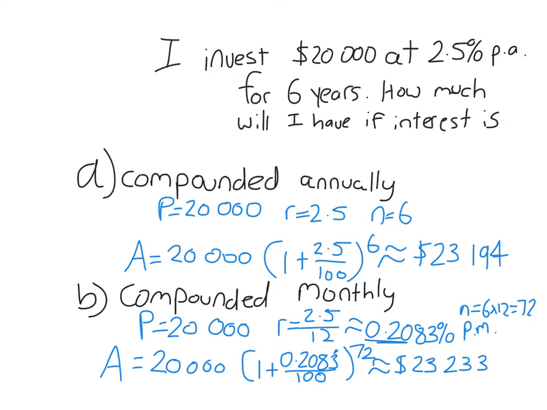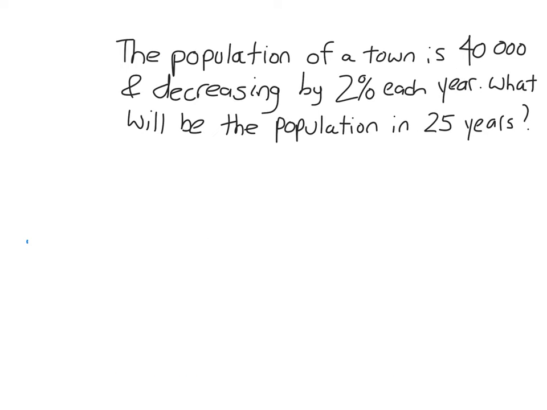I'm now going to show you an exponential decay question that has nothing to do with interest, so I can show you how to use the formula in that situation. All right, let's do this question. Population of a town, 40,000, decreasing by 2% each year, and we're going to use the formula to find the population in 25 years. So you might be tempted to say, okay, 25 years times 2% equals 50%, so the population will decrease 50%. Not happening. That's not how exponential decay works.